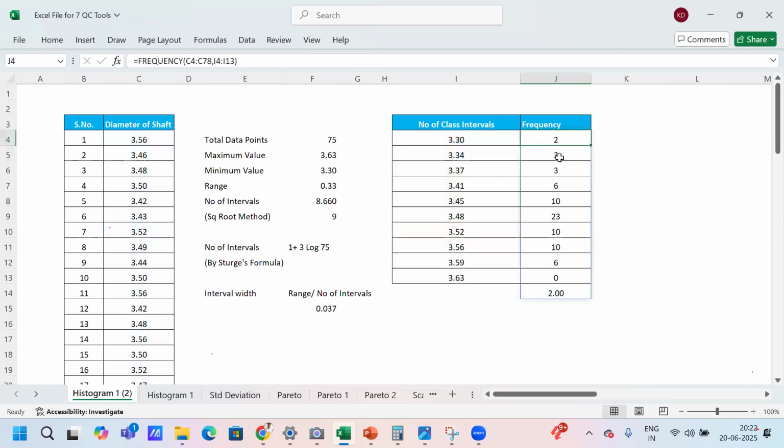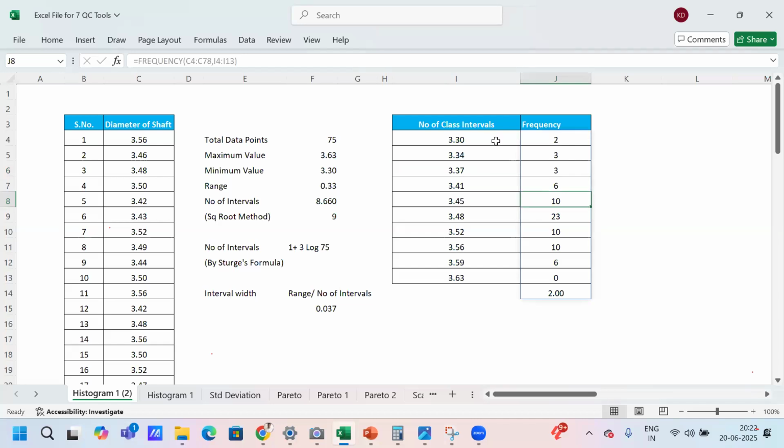Okay, so it is 2. What does it mean? 3.30 came 2 times. 3.34 diameter came 3 times. We need not calculate manually; Excel is giving us that. 3.37 came 3 times. 3.45 came 10 times, like that. Okay, so this is the frequency.